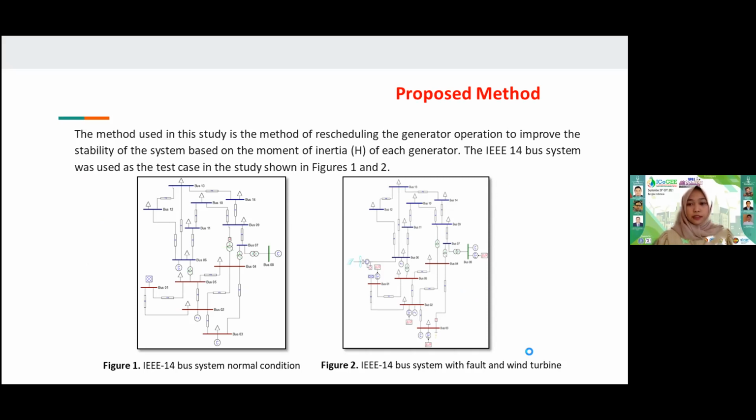The IEEE 14 bus system was used as the test case in the study, shown in figures 1 and 2, where figure 1 is the IEEE 14 bus system in normal condition and figure 2 is the IEEE 14 bus system with a wind turbine.